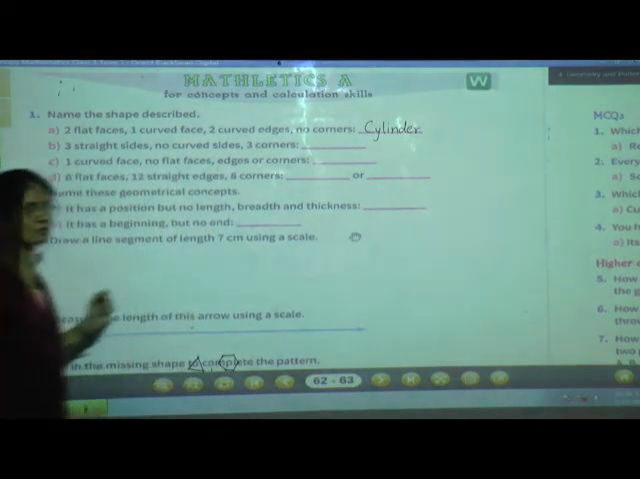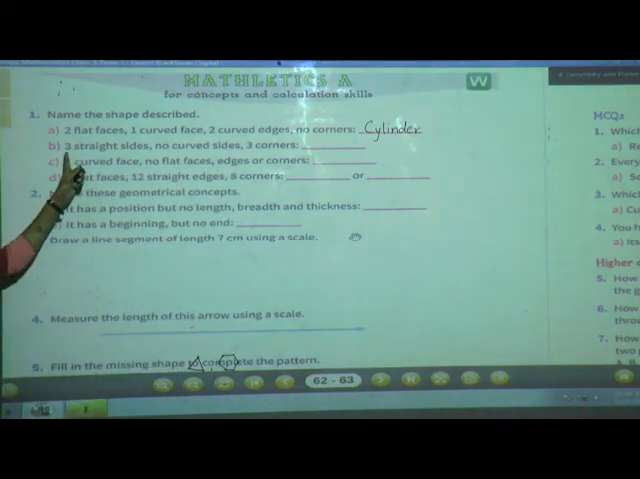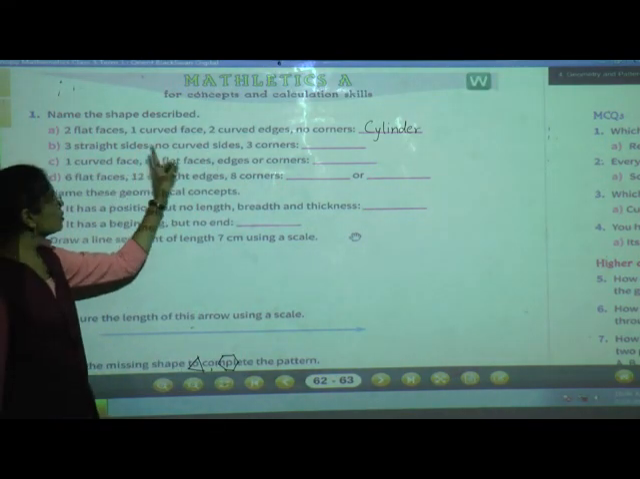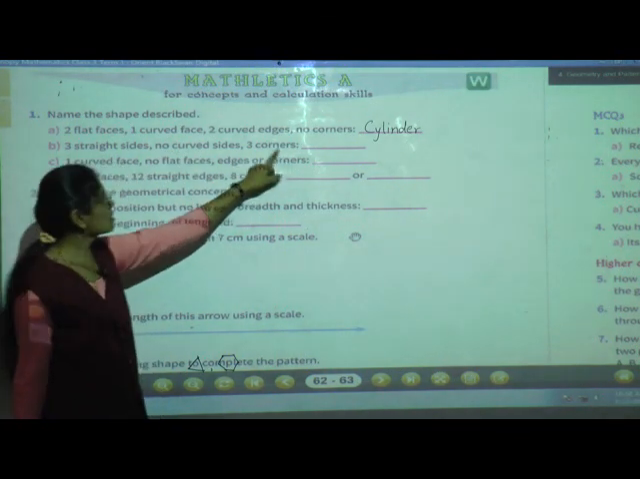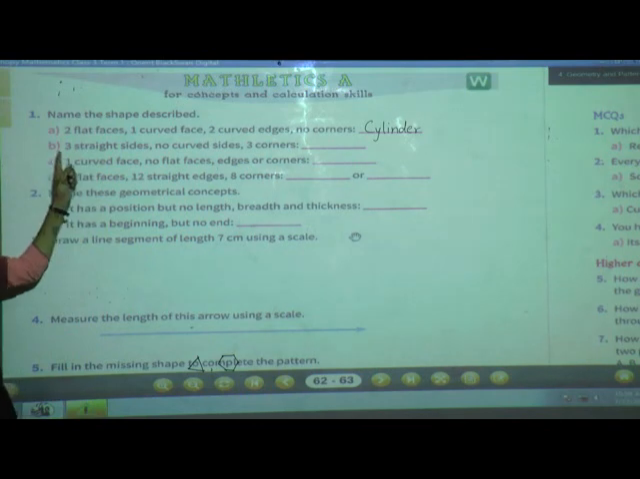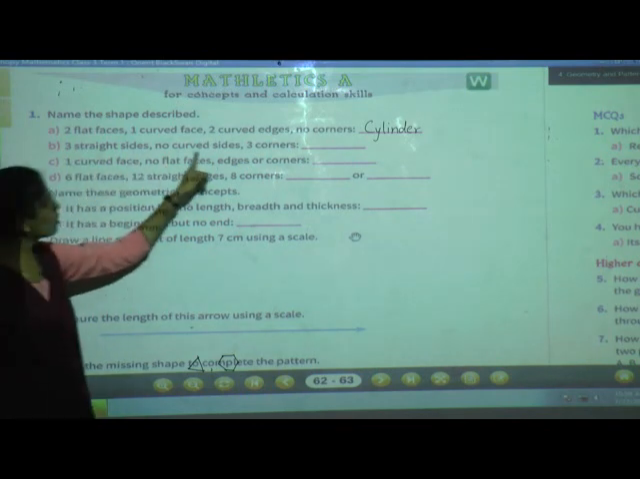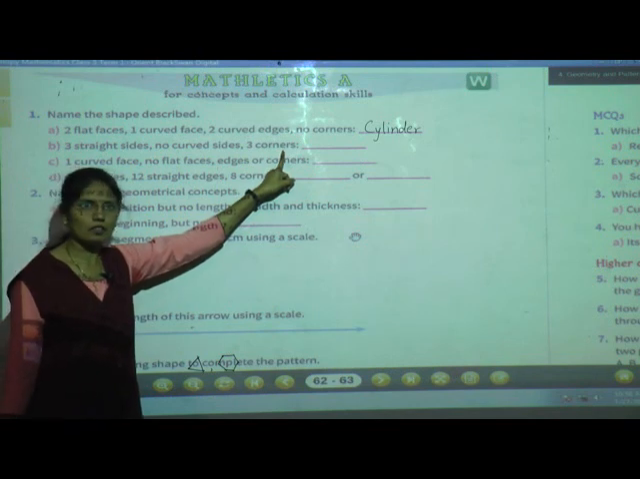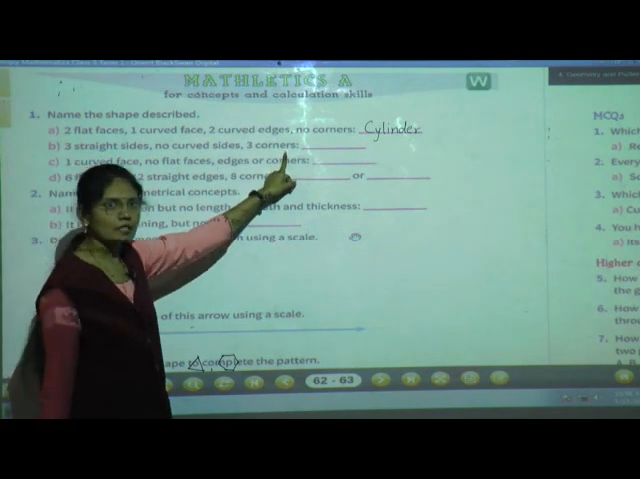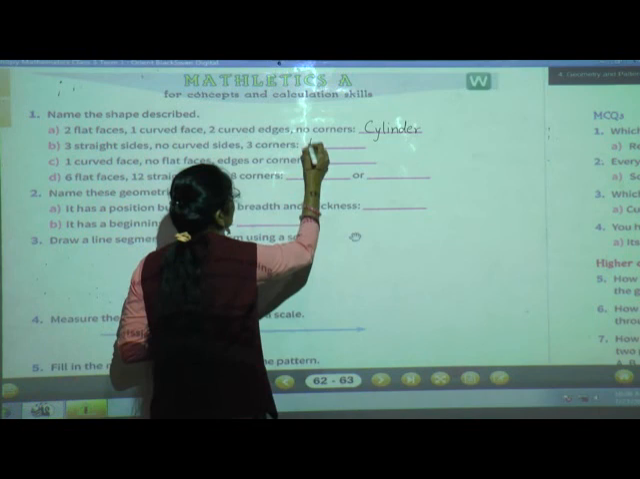Next, three straight sides, no curved sides, three corners. Three corners, three straight sides, no curved sides. Which shape is it? It is a plane shape, that is a triangle.